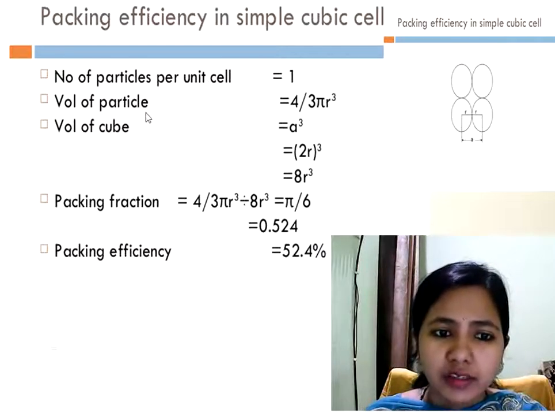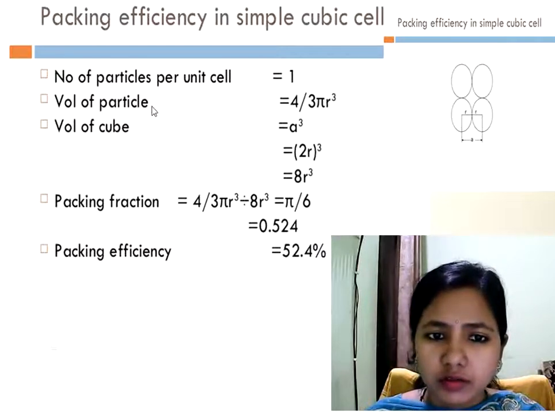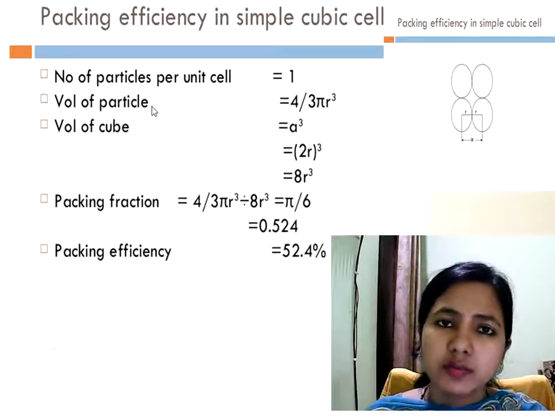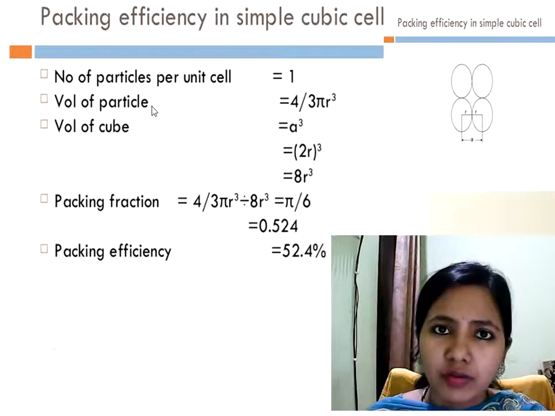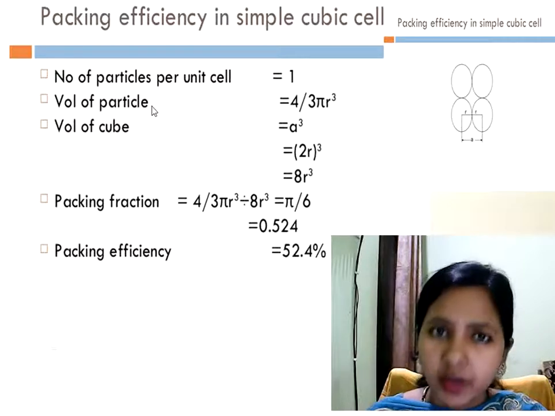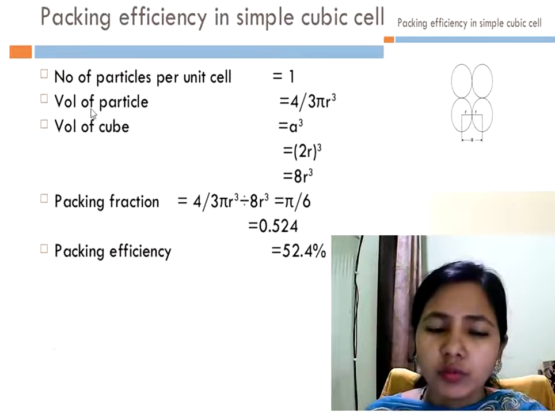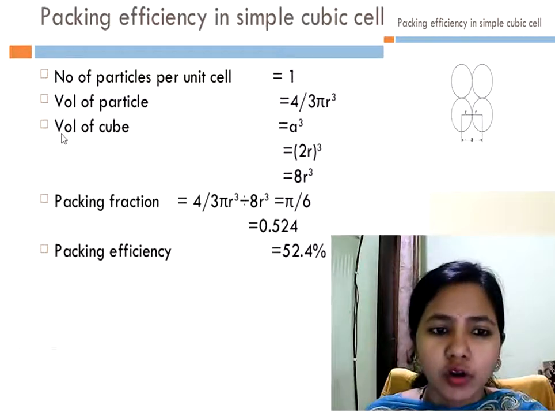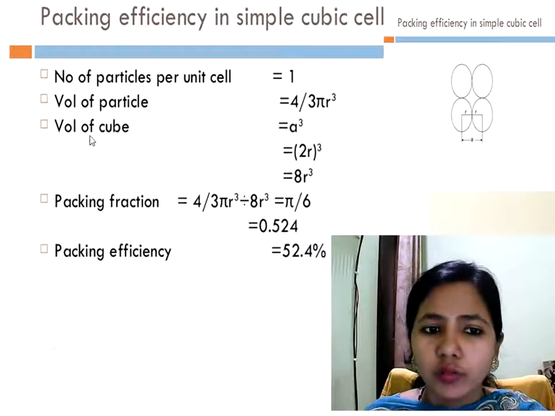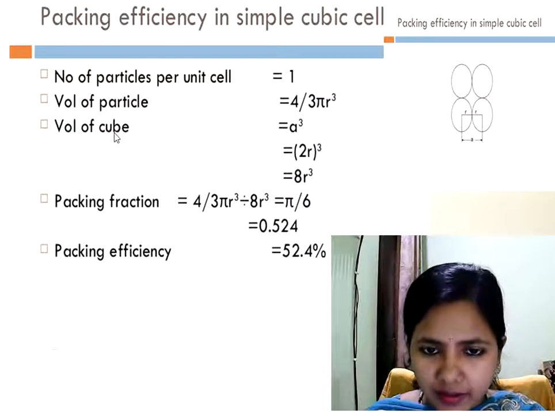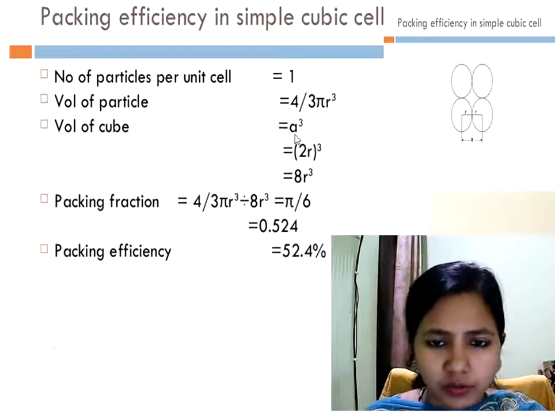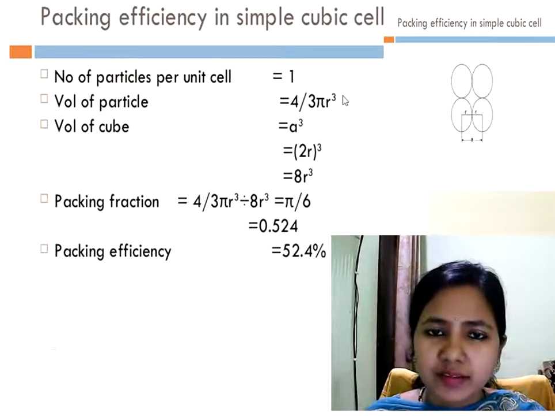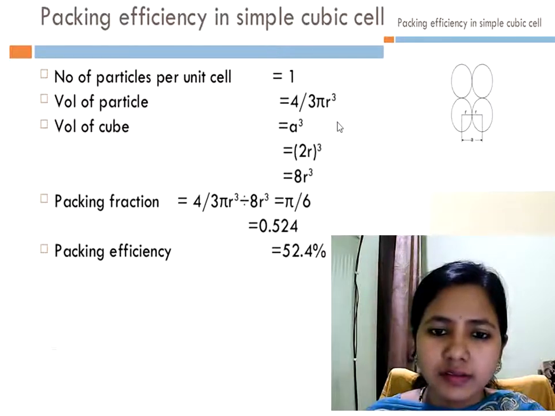Volume of the particle or the volume of the sphere. The sphere or the atom is in the form of a circle, or rather a sphere. So we know that the volume of a sphere is equal to 4 by 3 pi r cube, right? Volume of a cube, or the volume of a unit cell, is equal to a cube. So these are some basics, you have to know all these things, right?